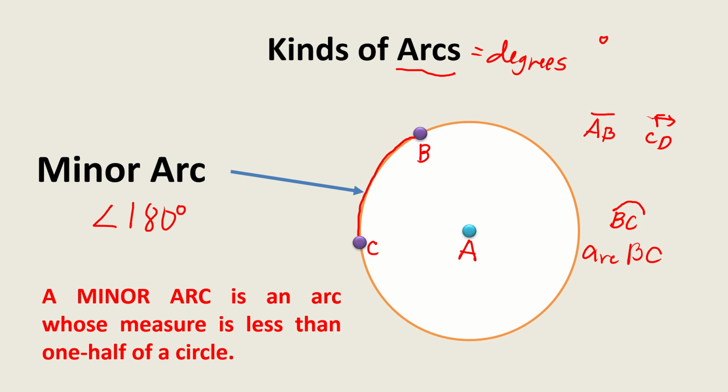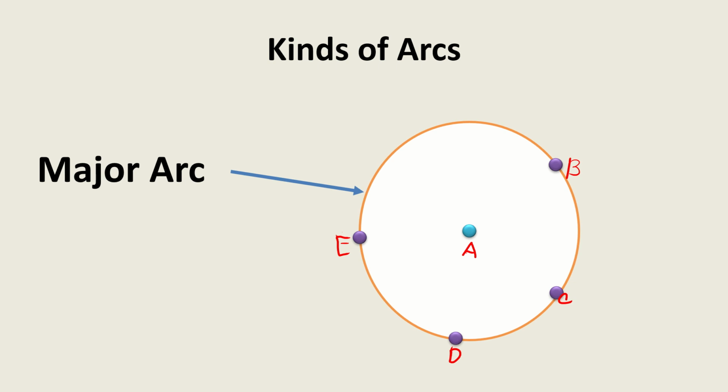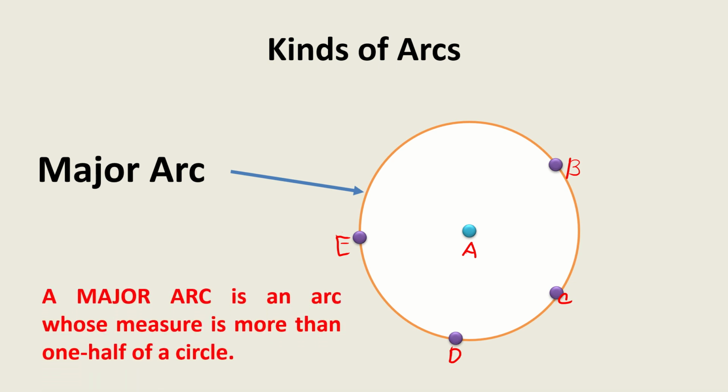Next po. Major arc naman tayo. Kung ang minor arc measures less than 1/2 of a circle, si major arc naman ay yung kabaliktaran. So, in this circle, for example, ang pangalanan ulit natin sa circle, this is, for example, ay circle A. Tapos may point B, point C, point D, and point E. Now, paano natin malalaman na siya ay major arc? So, sabi dito, a major arc is an arc whose measure is more than 1/2 of a circle.